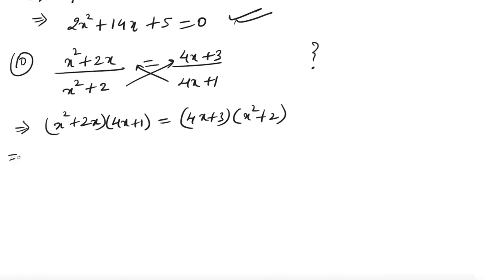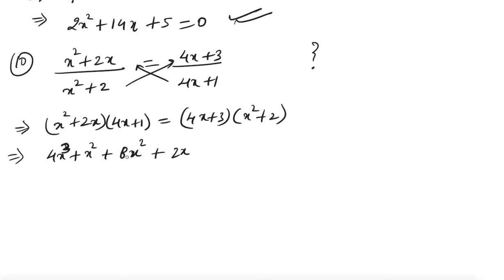Okay, now let us try multiplying this. X square into 4x plus 1 is 4x square plus x square... 2x into 4x plus 1 is 8x square plus 2x. Am I correct? Just see the calculation. Please forgive me if there is any calculation mistake, but I'll try to be as accurate as possible. So this becomes x square into 4x is 4x cube, not x square. X square into 1 is x square.